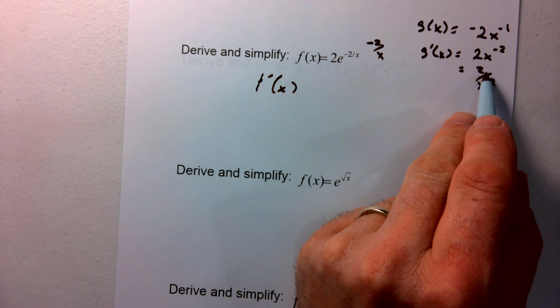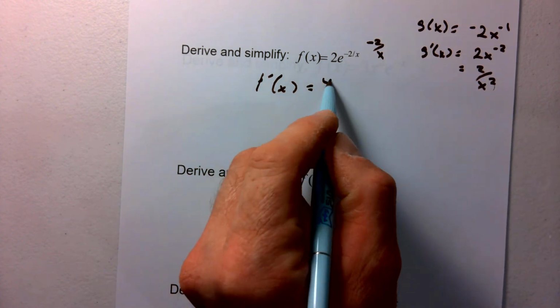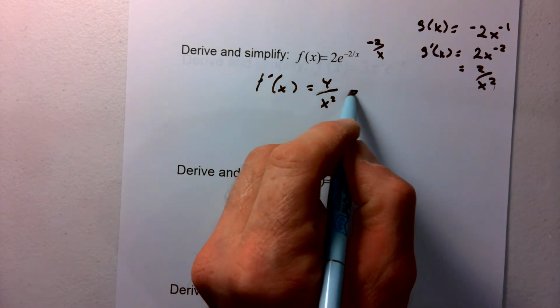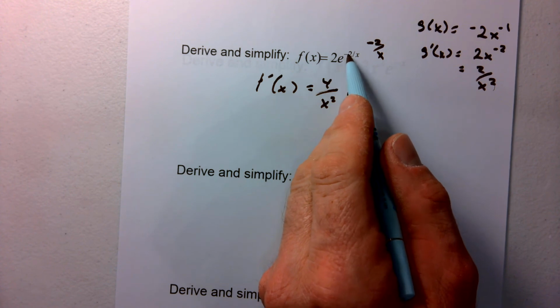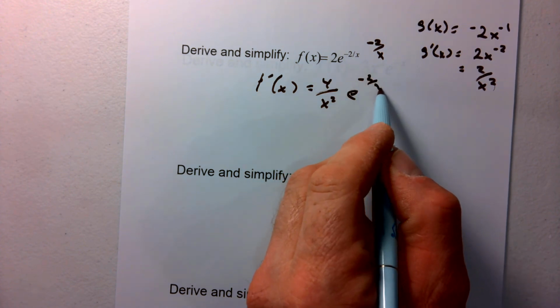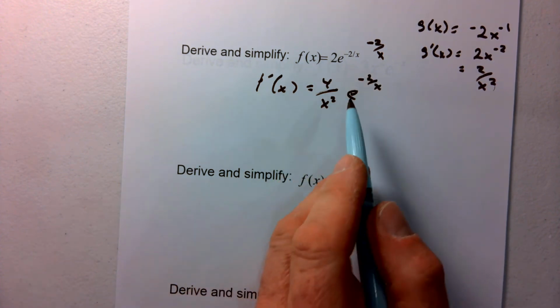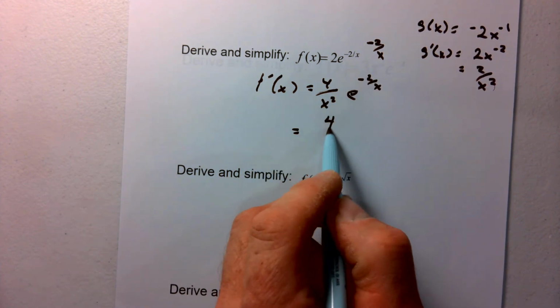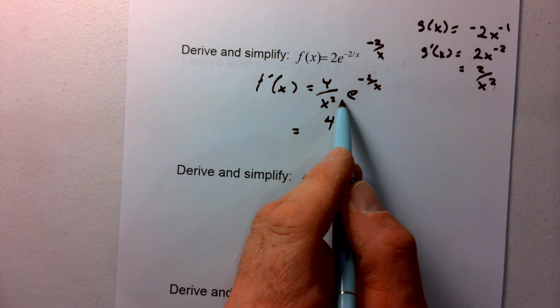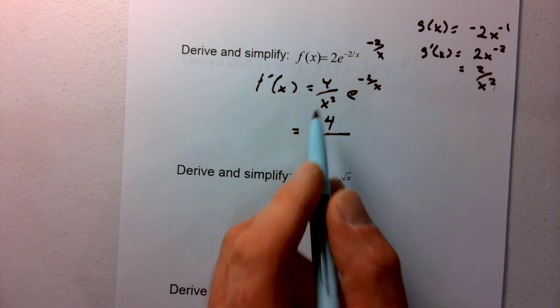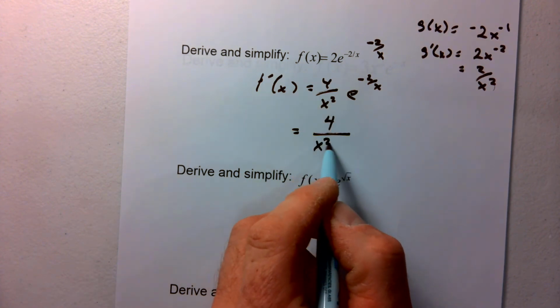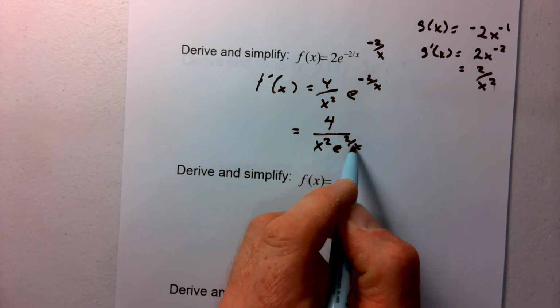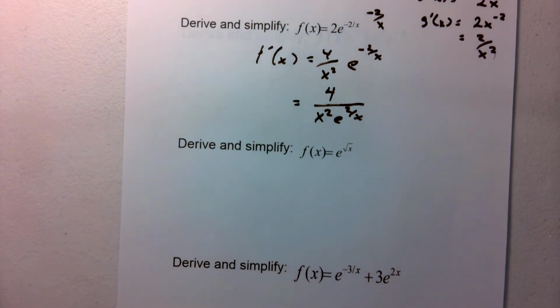And 2 times 2 over x squared gives me 4 over x squared. And then again, that exponent is not going to change, it's negative 2 over x. Again, though, remember, we don't want a negative exponent when we leave our answer. So we're going to take that to the denominator, which we've already started in the denominator, is going to be the x squared. So we're going to have it as x squared e to the 2 over x. And that's going to be my derivative.